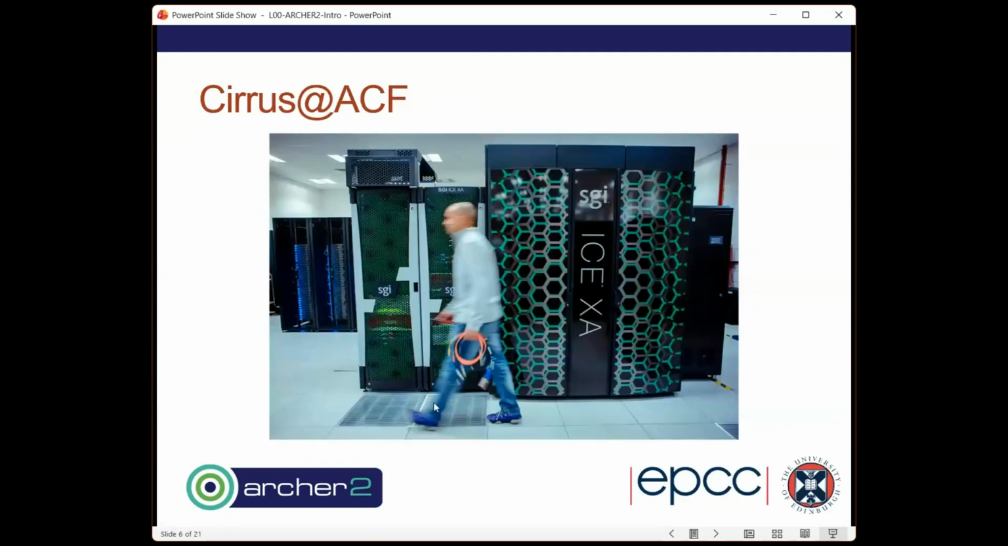This is a Cirrus system, which is the reason we replaced. We're not using that. We use that for some training, but not this course.